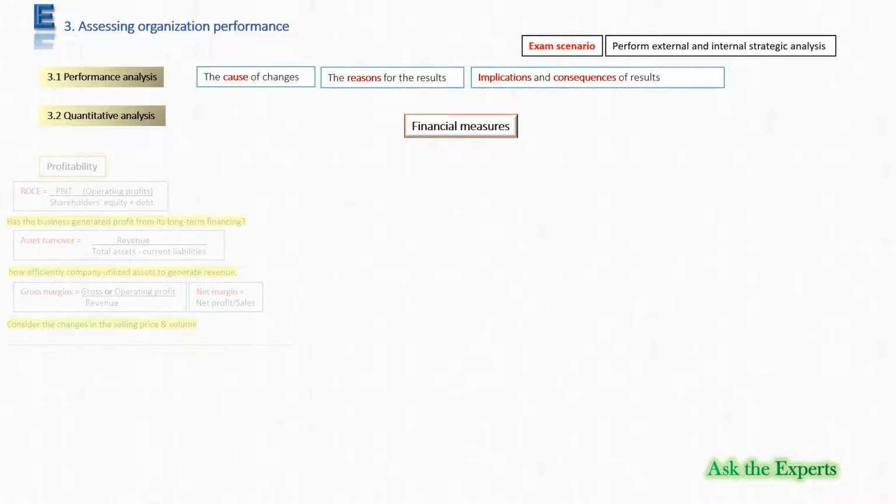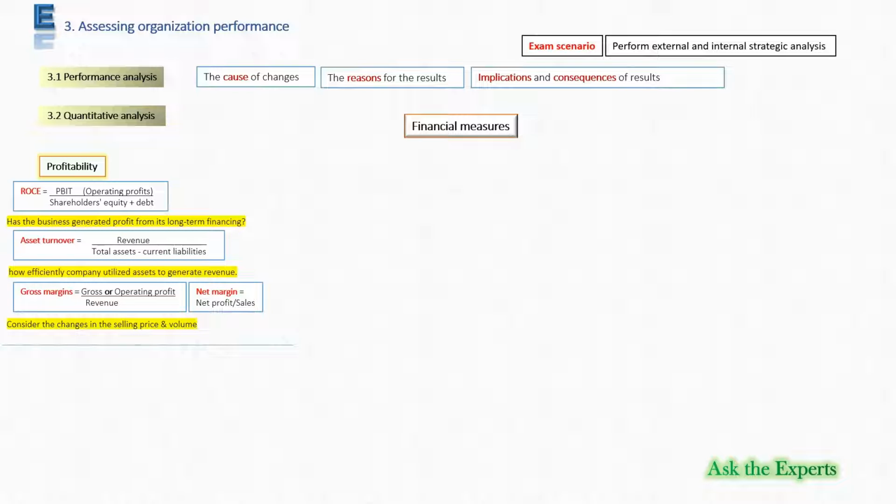One of the common profitability measures is the ROCE. It helps answer an important question: has the business generated profit from its long-term financing? On the other hand, the asset turnover tells us how efficiently the company utilized assets to generate revenue.